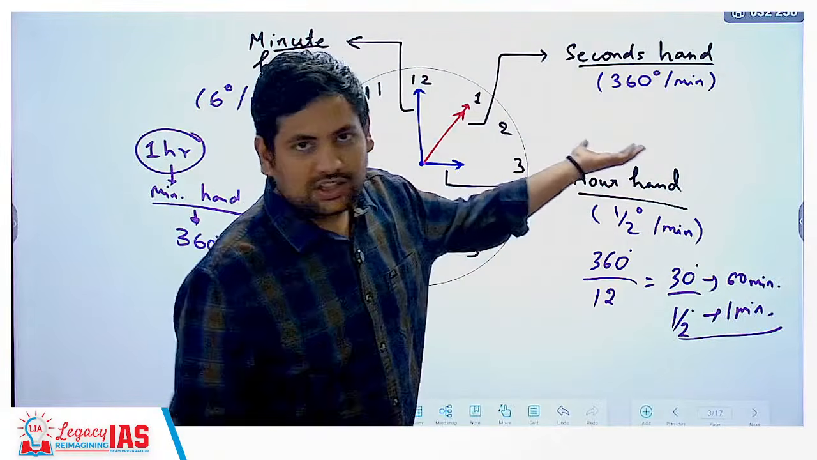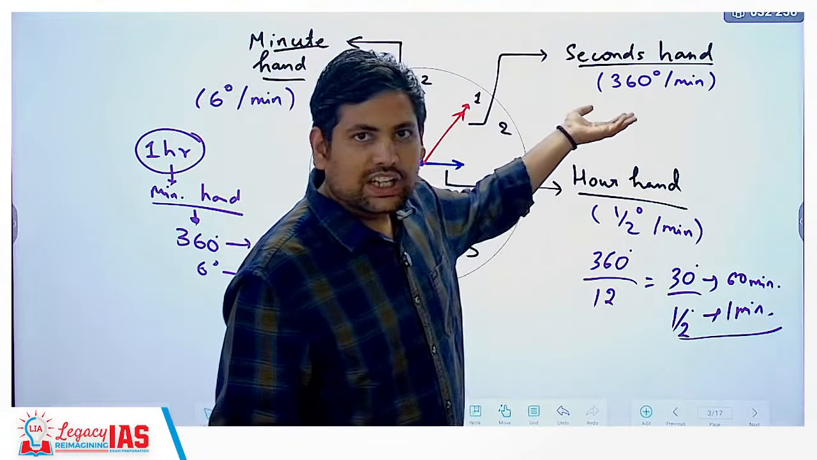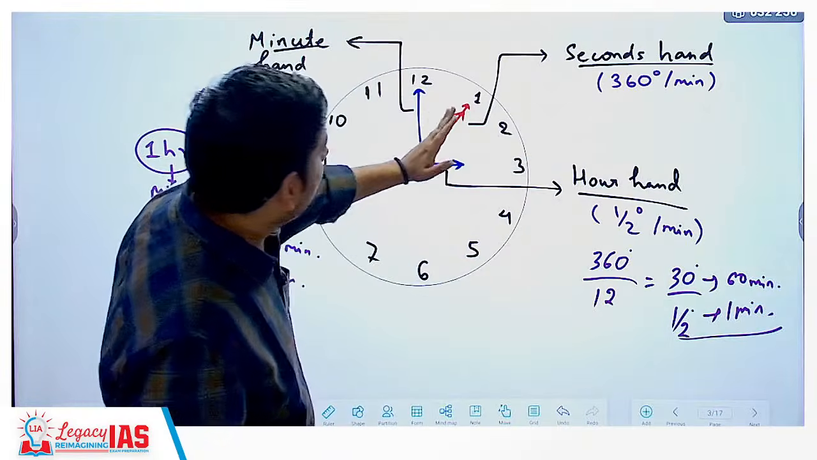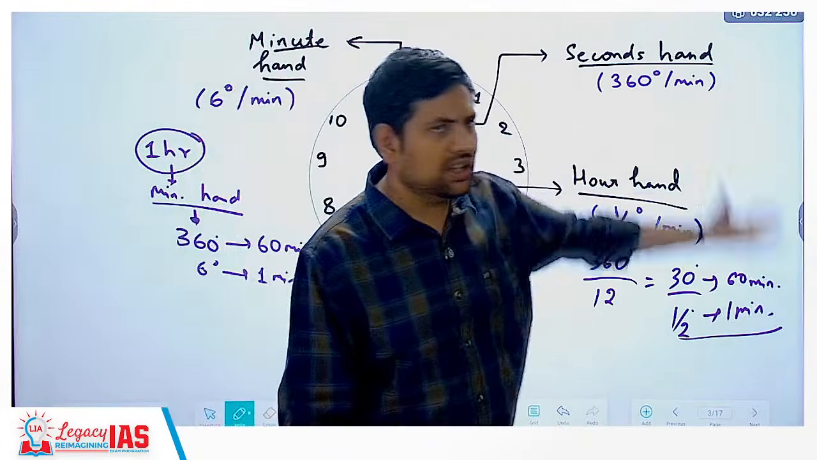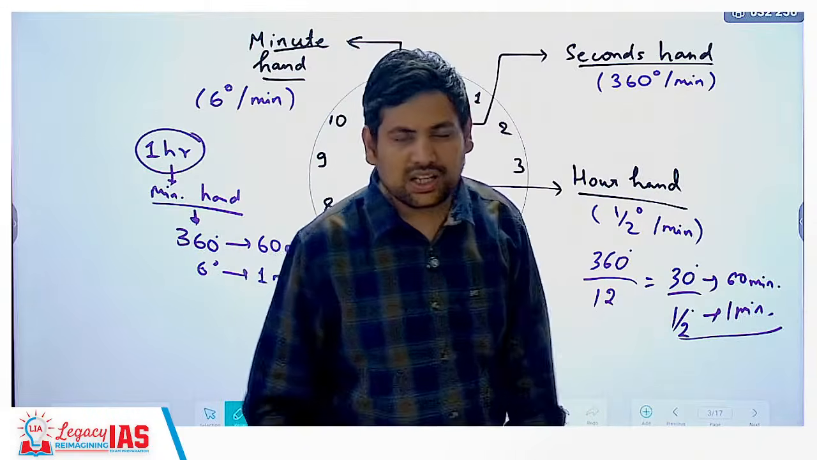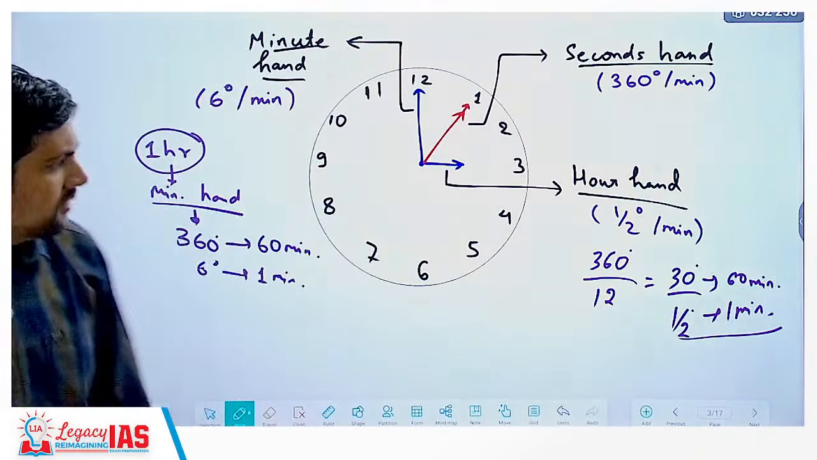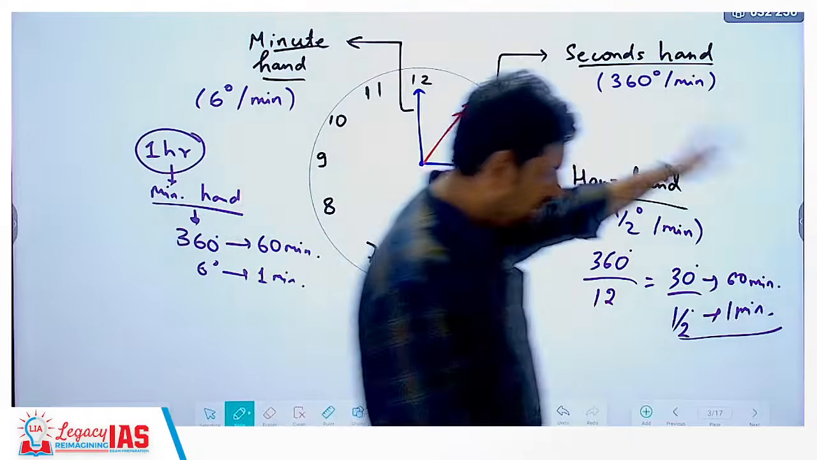In seconds we don't even have to do this. In 1 minute, the second hand will go completely around and come back here. So 360 degrees per minute. These speeds are somewhat useful. Understood? 6 degrees per minute, half a degree per minute, and this is fine.